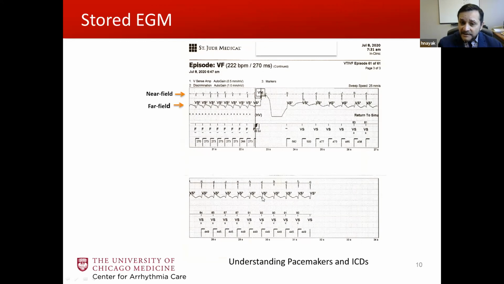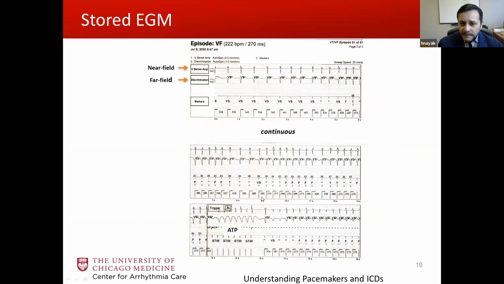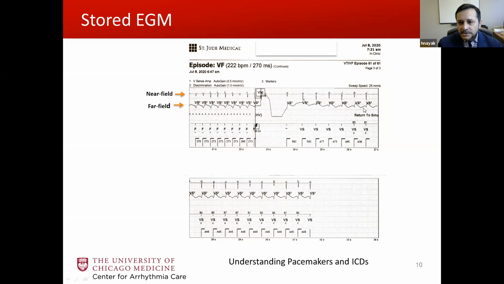All right, so this is the interrogation. Let's go back one more time here. Here's the initial event. Speeds up. ATP. Speeds up again. Shock. Change in electrogram. So here are the questions.